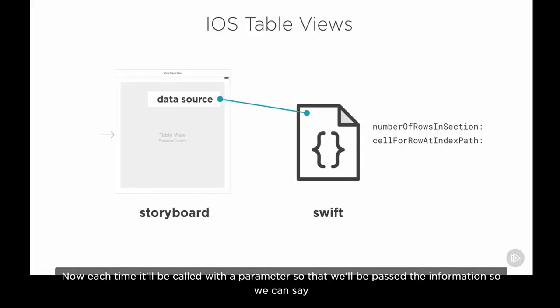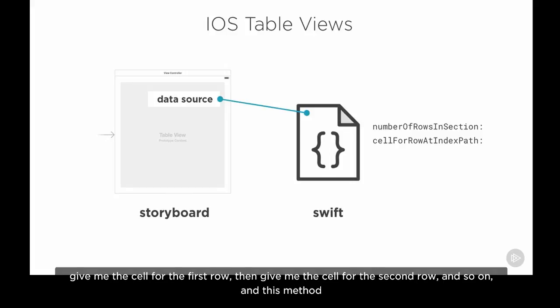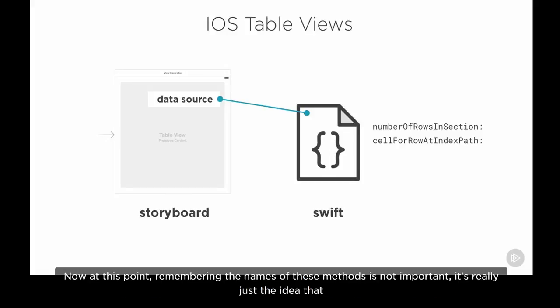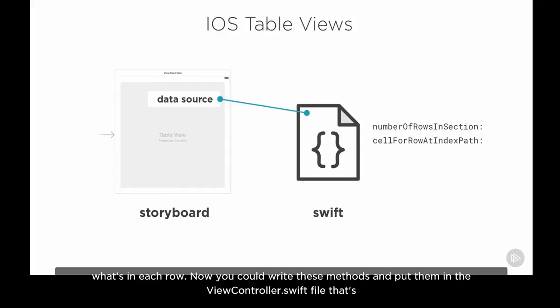Now, each time it'll be called with a parameter so that we'll be passed the information. So we can say, give me the cell for the first row, then give me the cell for the second row, and so on. And this method will need to return a cell object, specifically a UITableViewCell object. Now, at this point, remembering the names of these methods is not important. It's really just the idea that there's a method to say how many rows does the table view have, and there's another method to say what's in each row.